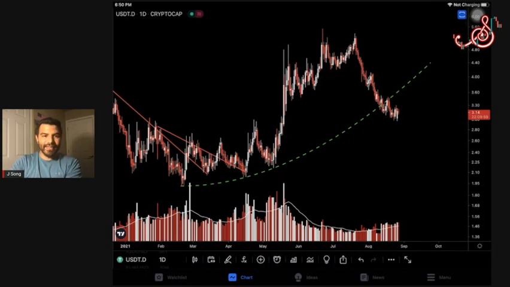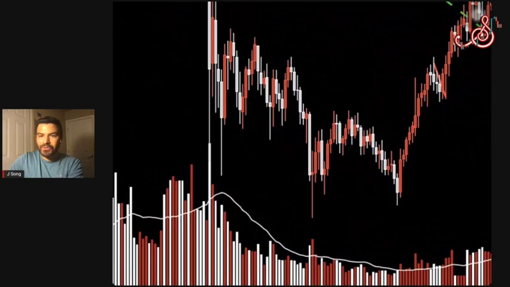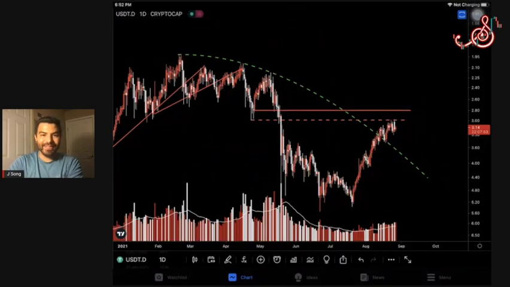This is USDT.D. Does it look familiar to you? No? How about now? How about that? Does this look familiar to you? What about those 3 points? 1, 2, 3. Bitcoin, USDT.D.